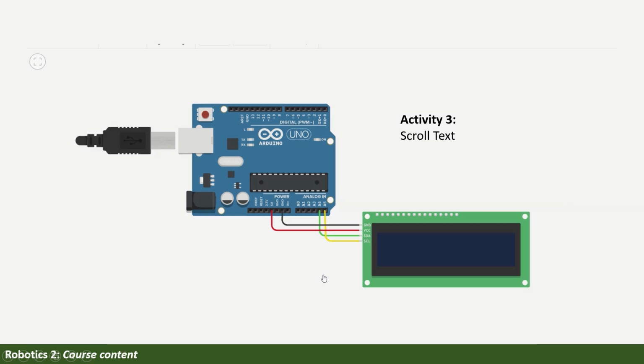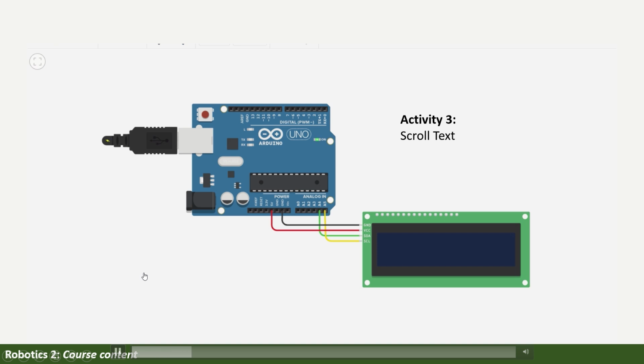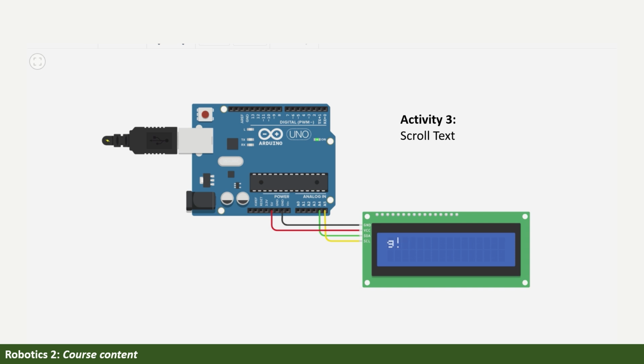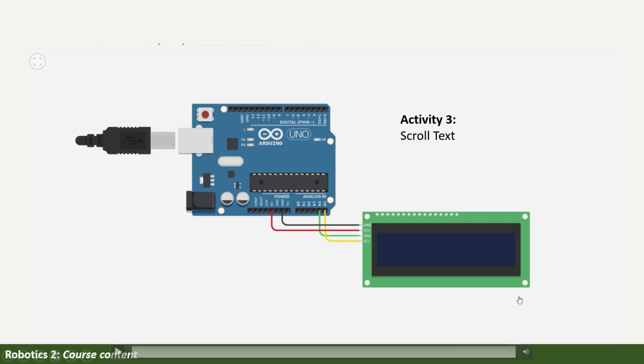Activity number 3 is scrolling text. So when you have longer text, they won't fit on the 16 by 2 screen. So a way to do it is to make them scroll, in this case, from right to left. You can also do left to right, by the way.